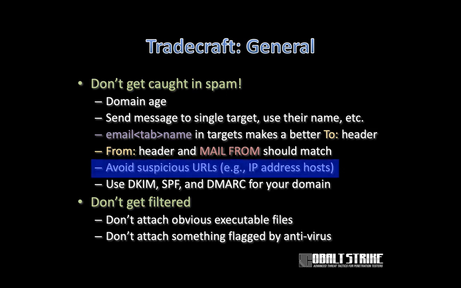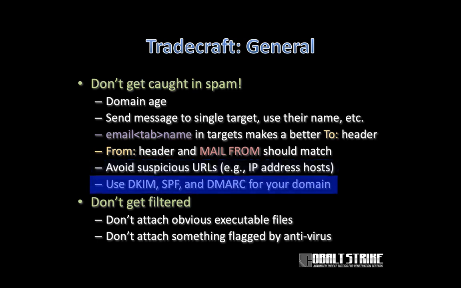I also recommend that you avoid any suspicious URLs, especially dotted quads. And a dotted quad is an IPv4 address. Never embed an IPv4 address without a domain as a URL into your email. And if you own your own phishing domain, I do recommend that you set up DKIM, SPF, and DMARC for it. These things, when they're present, can help give more credibility to your email infrastructure.